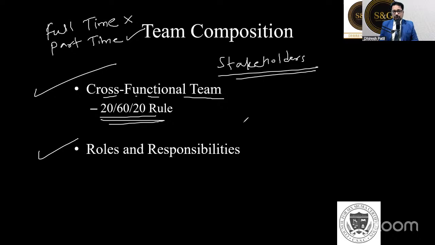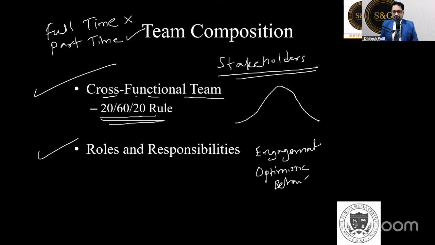In any organization, there is a normal distribution curve. Let's say on the x-axis, I plot engagement, or what you can say, optimistic behavior. So in every organization, 20% of the people will be very optimistic. Let me write OPT for optimistic. The last 20% will be very pessimistic.